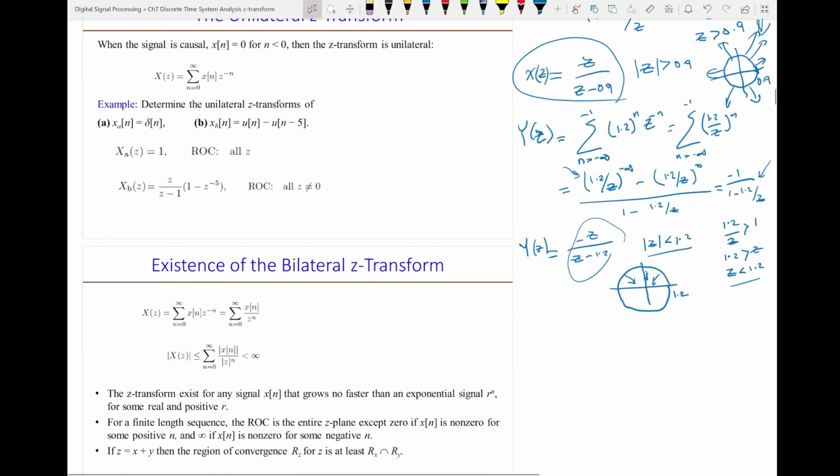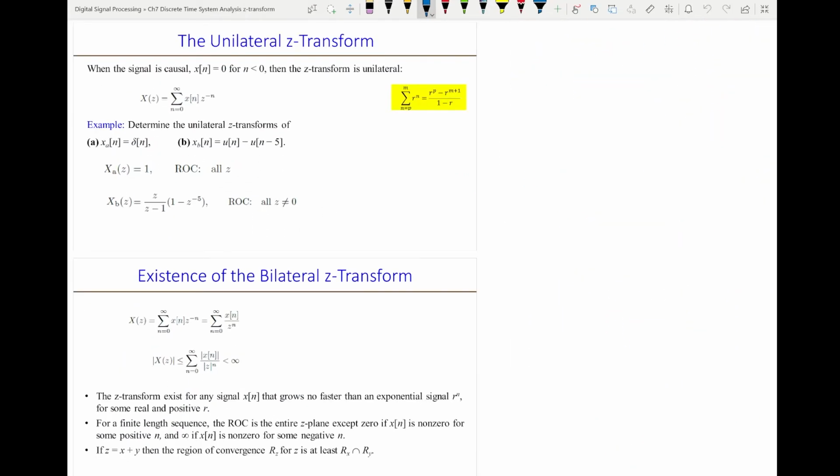Let's clean up. Let's do this example. But before we do it, as we said before, if the signal x of n equals 0 for n less than 0, that means it's a causal signal, then the Z transform is unilateral. That means it starts from n equals 0 to infinity.